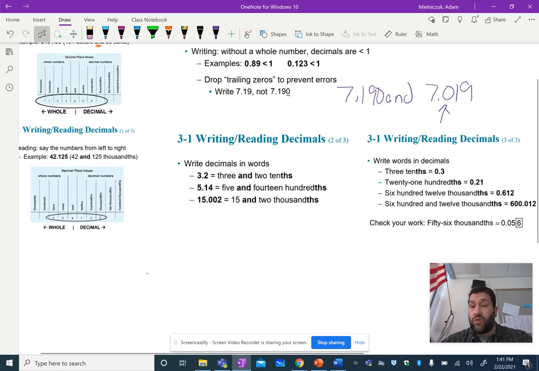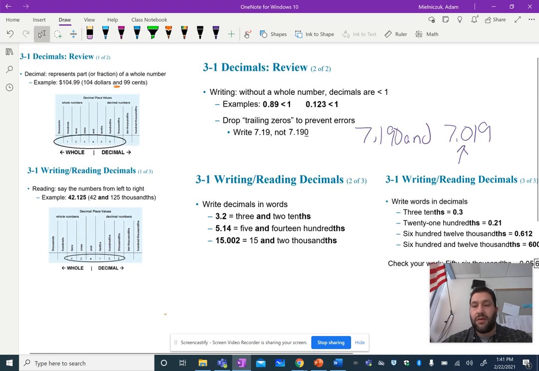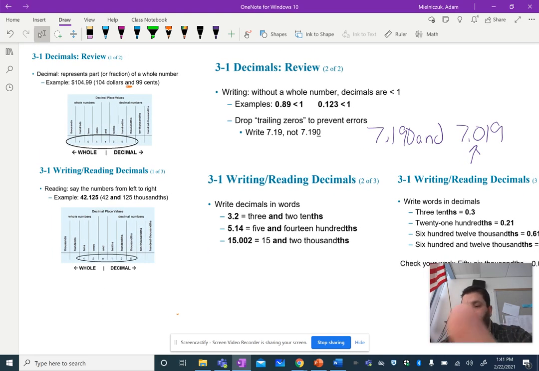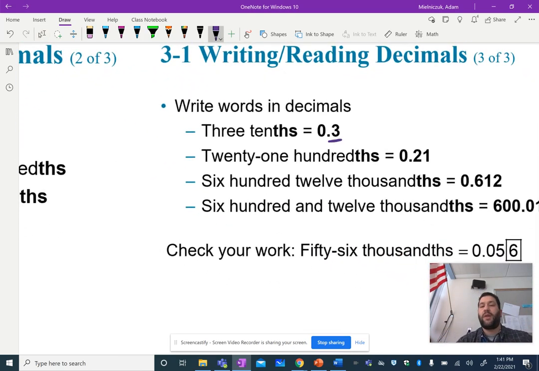Writing words into decimals, which is pretty much going backwards. If we had 3 tenths, well, tenths is one place to the right of the decimal. So we would say 0.3. 21 hundredths is 2 places, so 0.21. 612 thousandths would be 0.612.